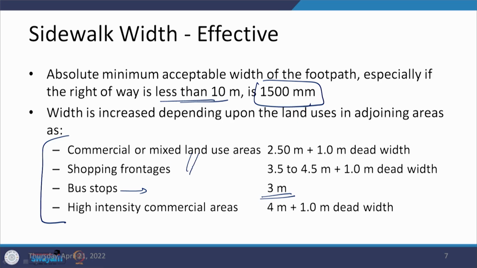If we are in a commercial area or a shopping area or high intensity commercial areas, one thing which is common is that we need to provide a dead width or a buffer width of 1 meter. Depending on what type of facilities or activities are going to be there in an area, the widths also vary from 2.5 meters to 4 meters.